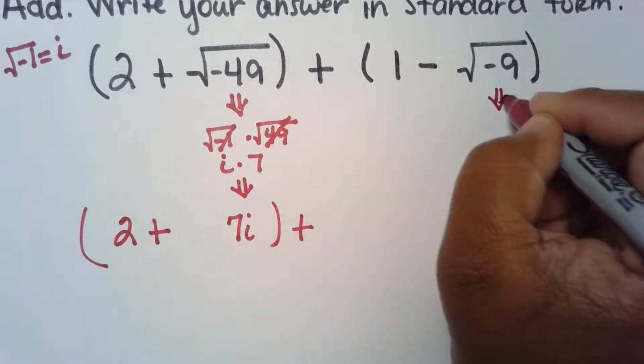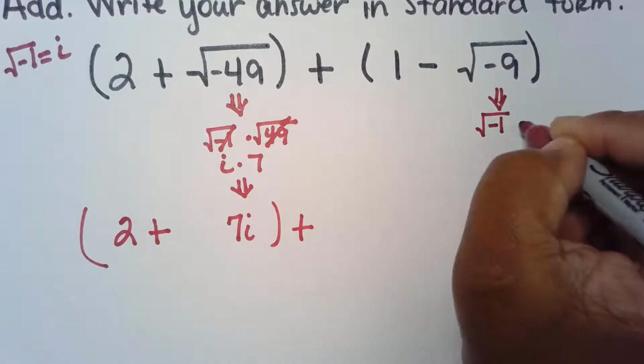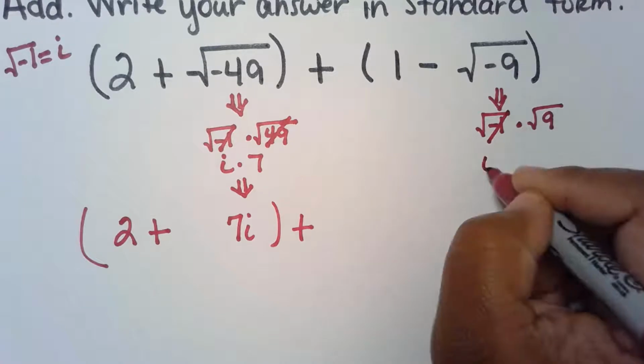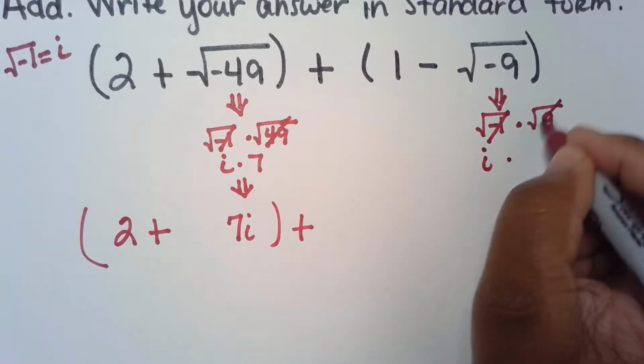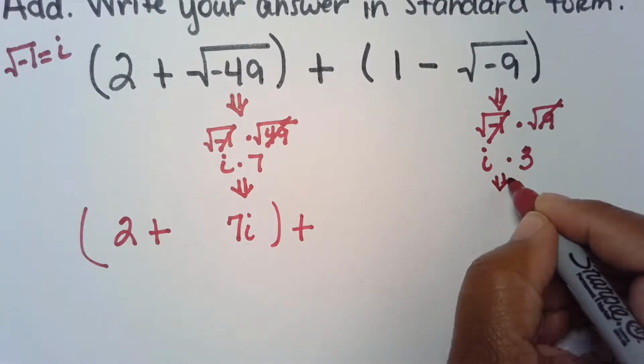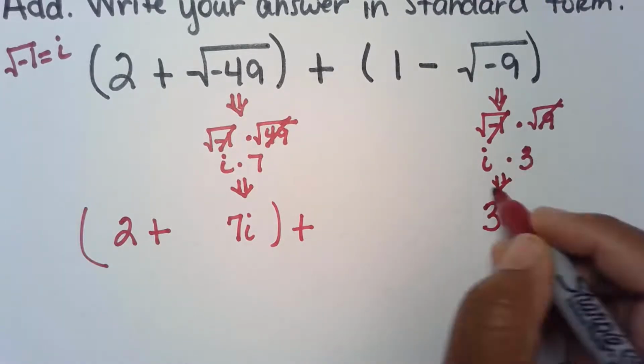9. Take out the negative 1 factor, times it to positive 9. Take the square root of negative 1, that is i. The square root of 9, that is 3. And that multiplies to being 3i.